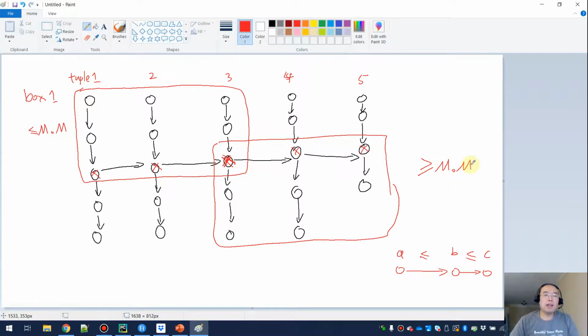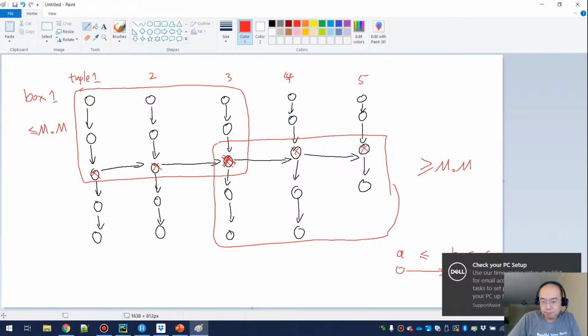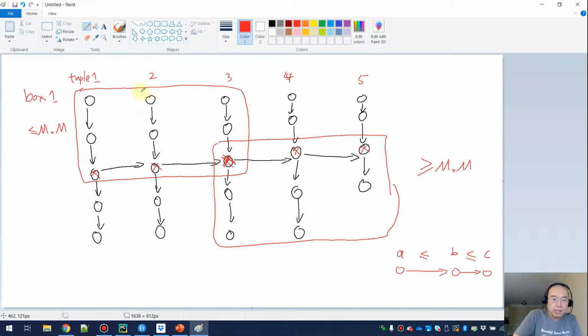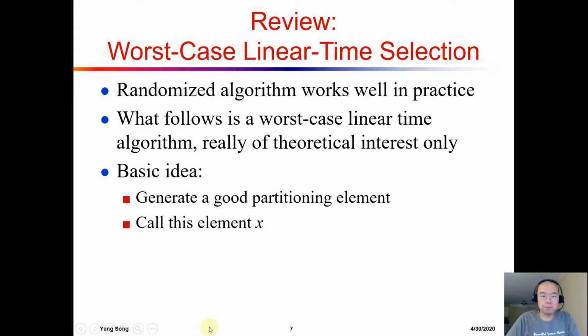Then we do something similar to what we do in the randomized partition: depending on which way we are going to search, we can drop either all the values in this box or all the values in this box. So every round, roughly, we can drop 1/4 of the values. So we can cut down the search space by 1/4. So that is the worst case linear time algorithm.